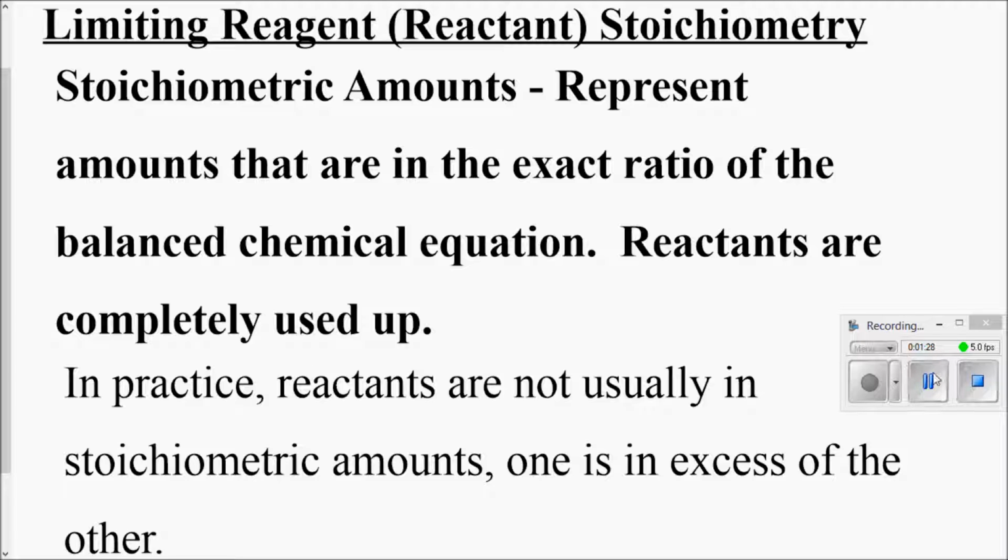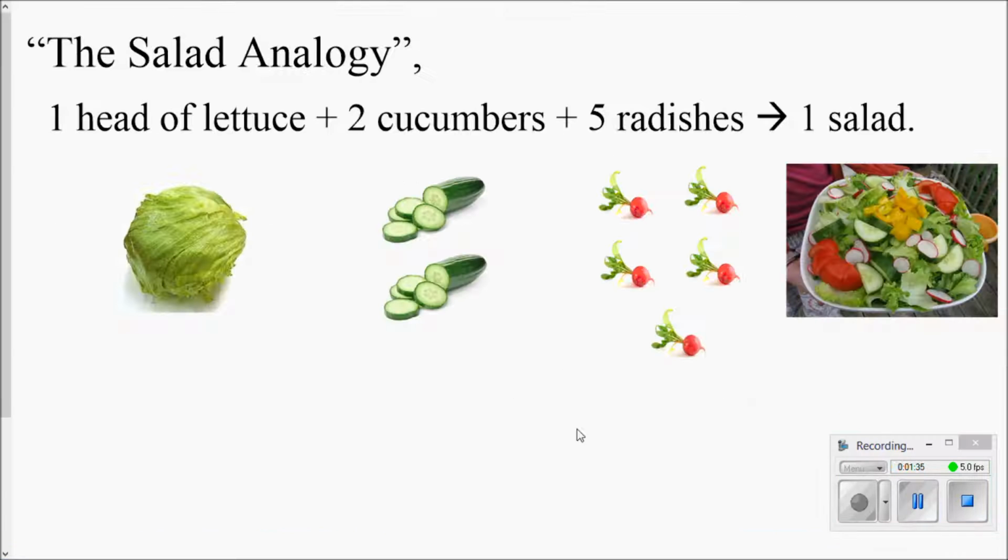So let's quickly talk about an example to help you understand what limiting reactants are. This weekend for Easter, my grandmother made a salad, and what it took was 1 head of lettuce, 2 cucumbers, plus 5 radishes, and that makes a nice, wonderful grandma salad right there. It's like a balanced chemical equation where the ratio is 1 to 2 to 5 to 1.